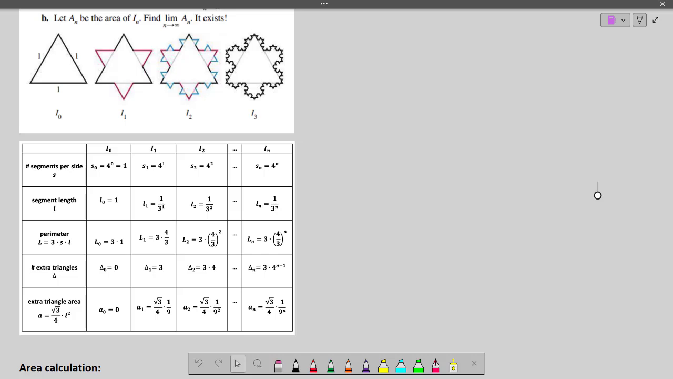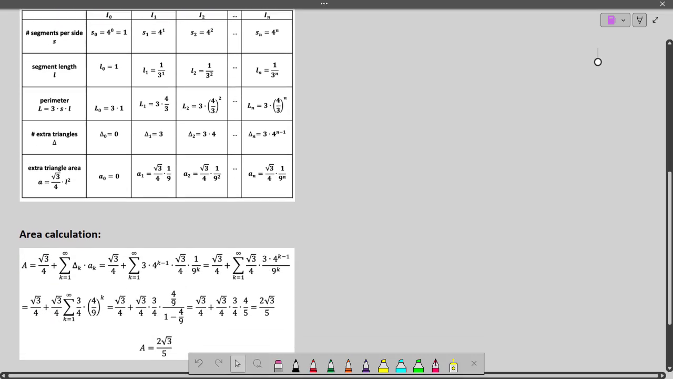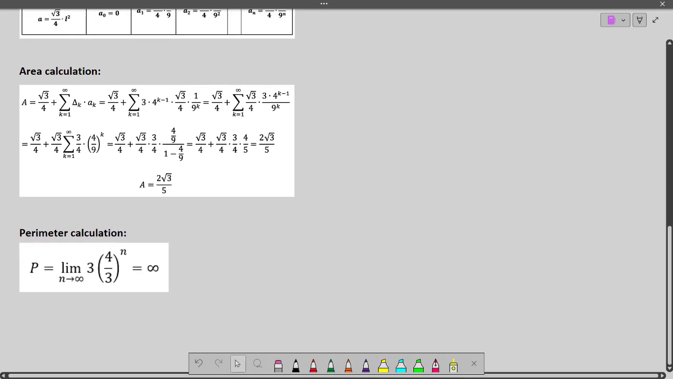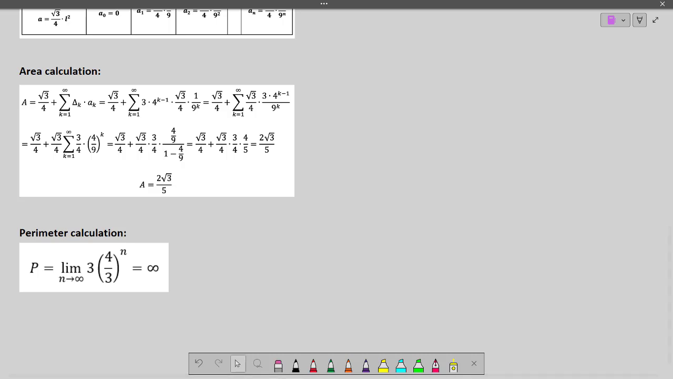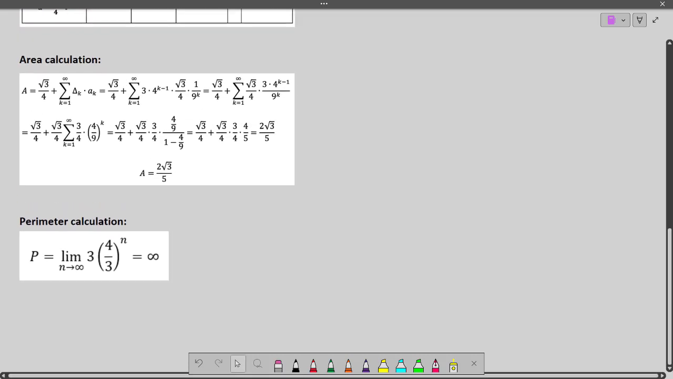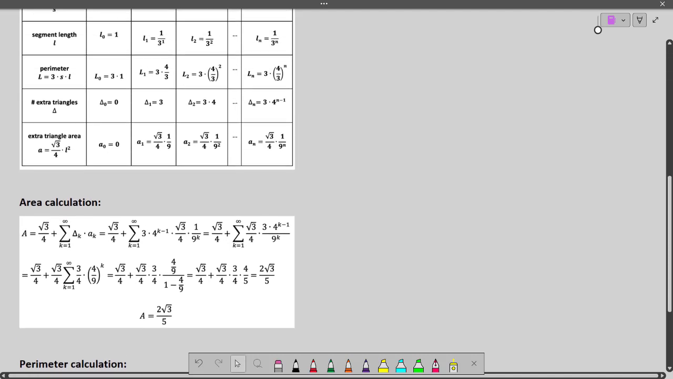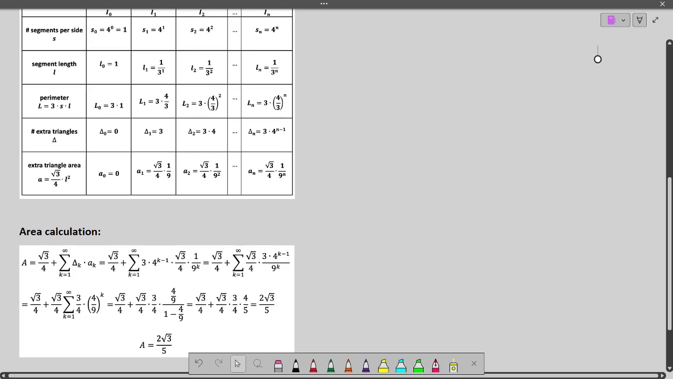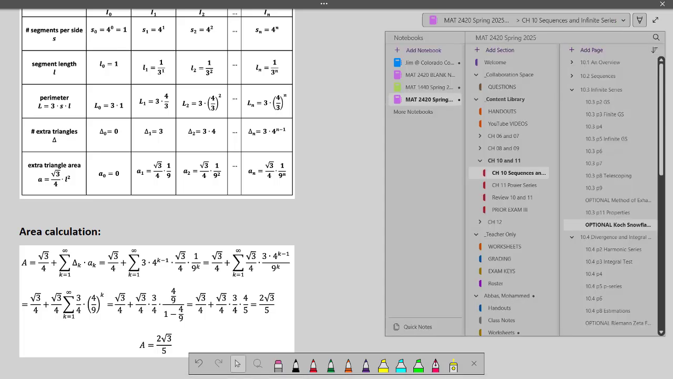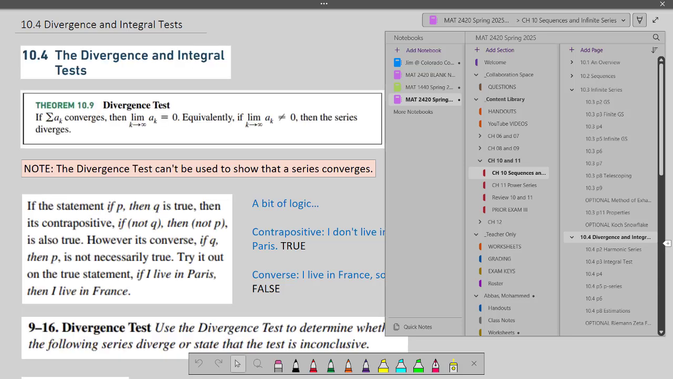So what I did here was set up a table you can look at if you're curious about fractals. It won't be on the test, but this just goes through the calculation to show that the perimeter is actually infinite and the area is actually finite. So this table walks you through the steps of how you would analyze something like the Koch snowflake. So, an interesting example for people that are interested in weird things. All right.